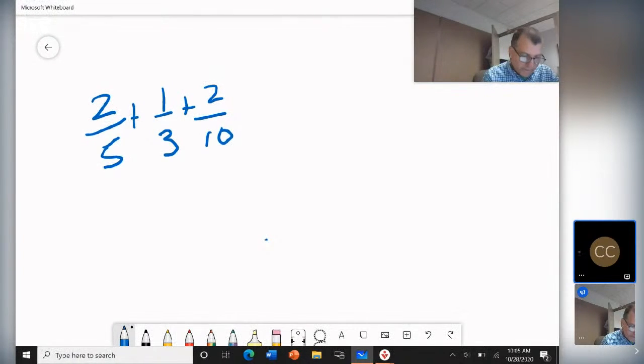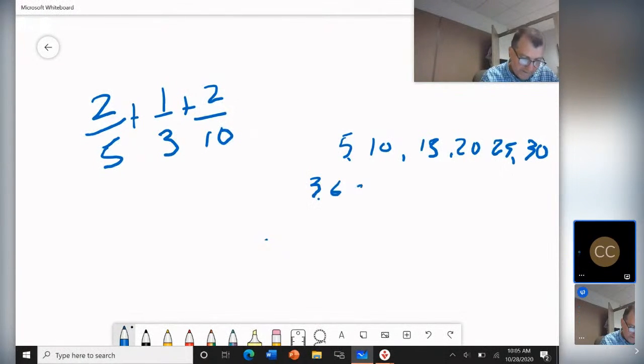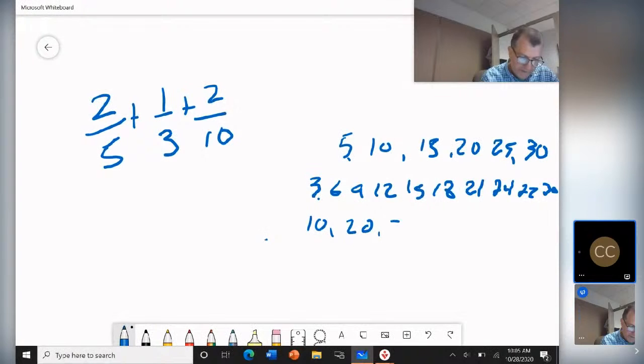Okay. So we'll do the 5s. If I do 5, 10, 15, 20, 25, 30. We do 3, 6, 9, 12, 15, 18, 21, 24, 27, and 30. And then for 10, it just means 10, 20, 30. What do we see in common there? It's going to be the 30. So we know all these are going to be over 30. Okay, so 30 is going to be our common denominator.